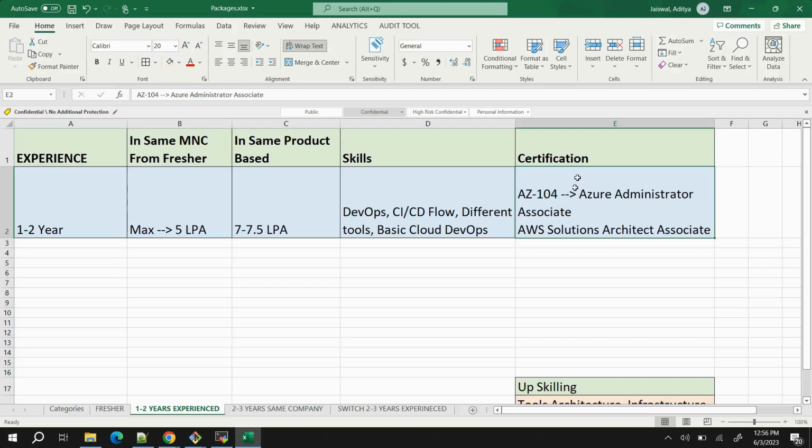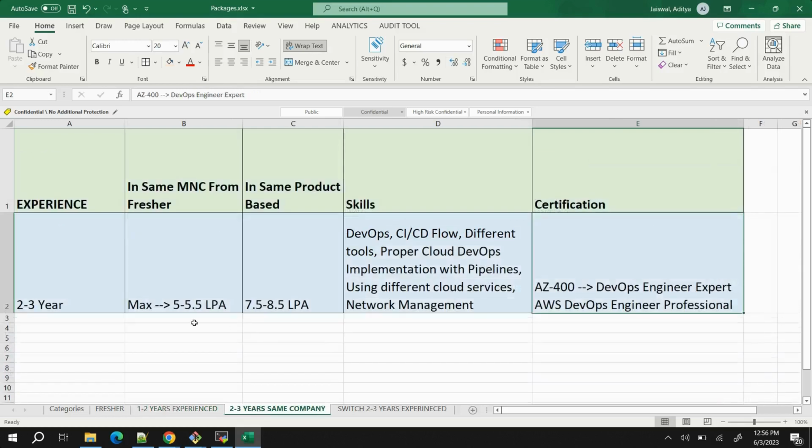And for AWS, you can go for AWS Solutions Architect Associate. Okay, so this is for 1 to 2 years experience. Let's say till 1 to 2 years you have been in the same company, and let's consider this scenario where you stayed till 3 years in the same company.